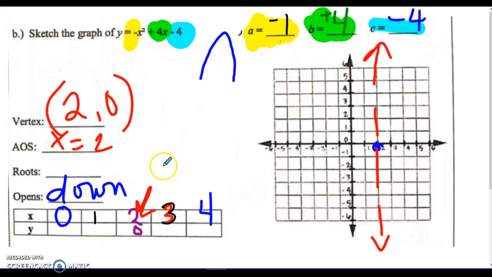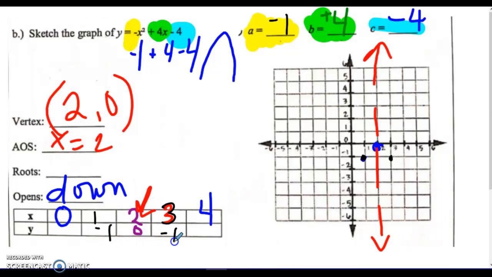So the 1 and 3, did you know that you can just go in and plug it in up here? So 1 squared is 1, so -1 plus 4 times 1 is 4 minus 4. So I can plug in this number, this 1, into the original equation, so I get 1, and then it's down 1. And if I know that I have that, then opposite it, 3 is going to be the same answer as well.